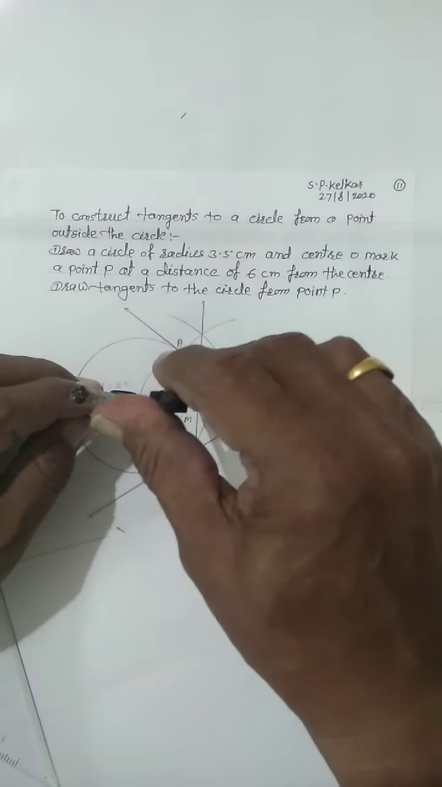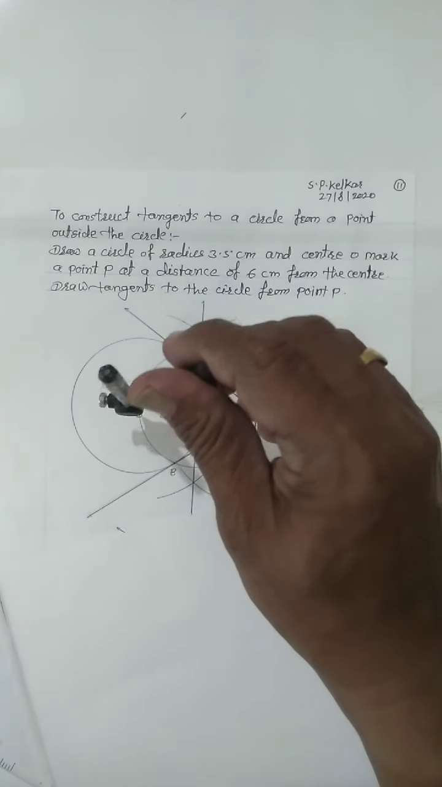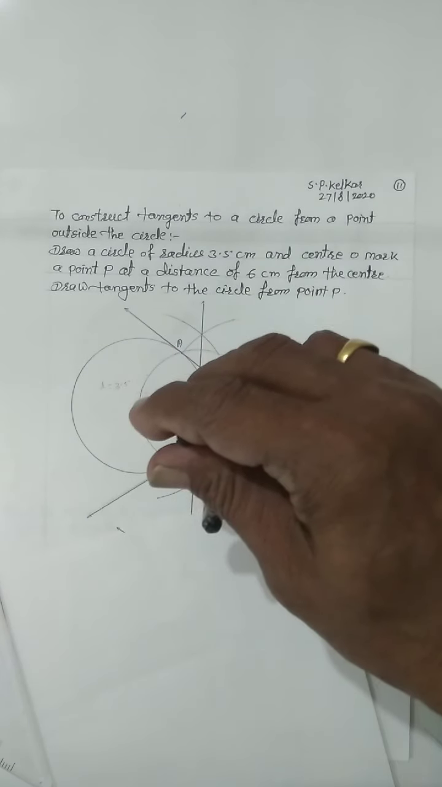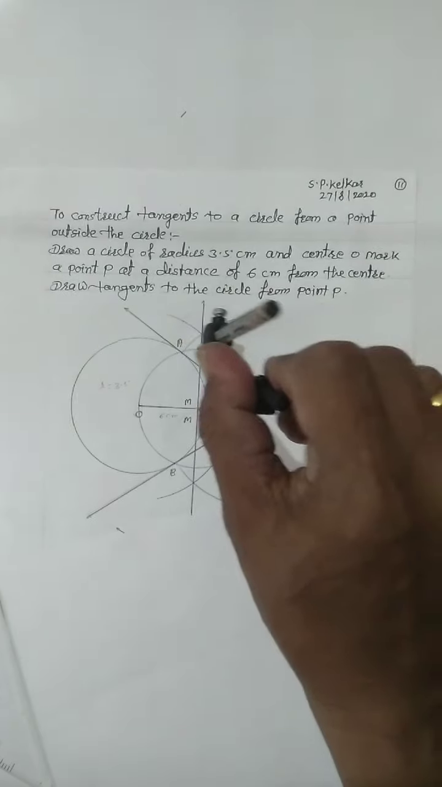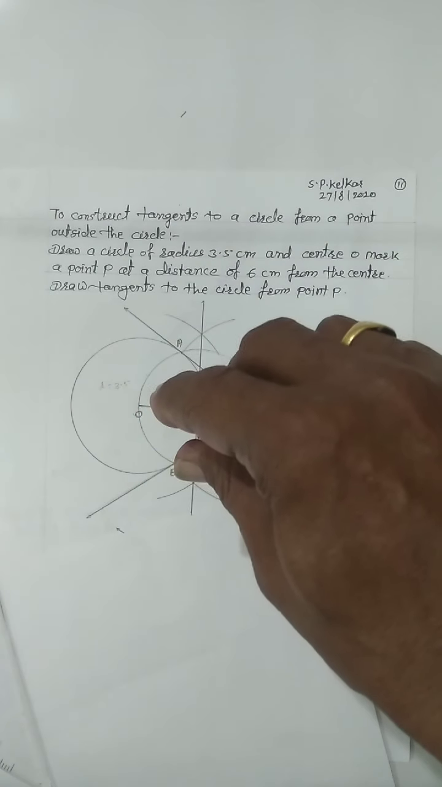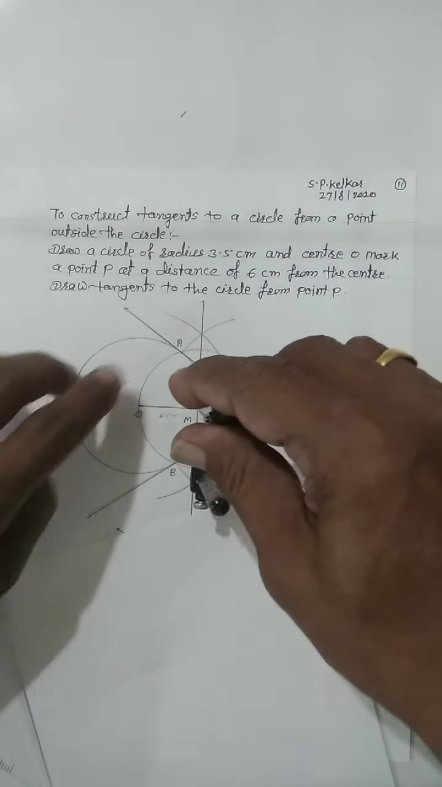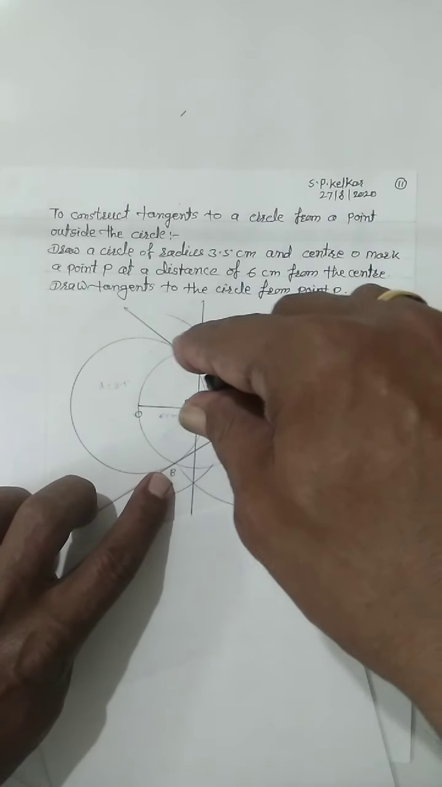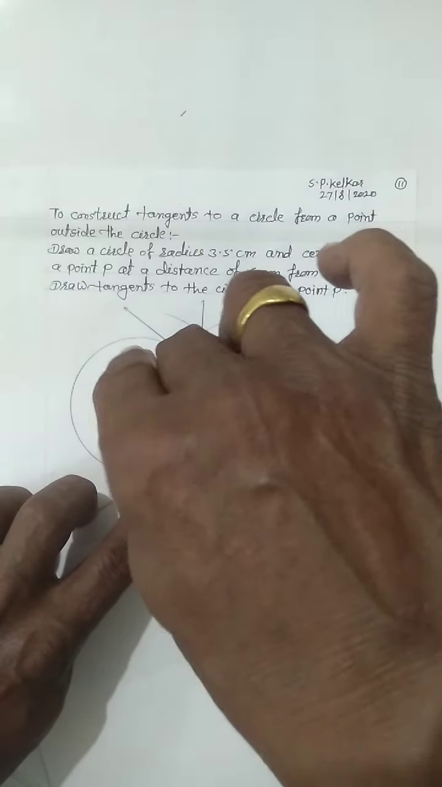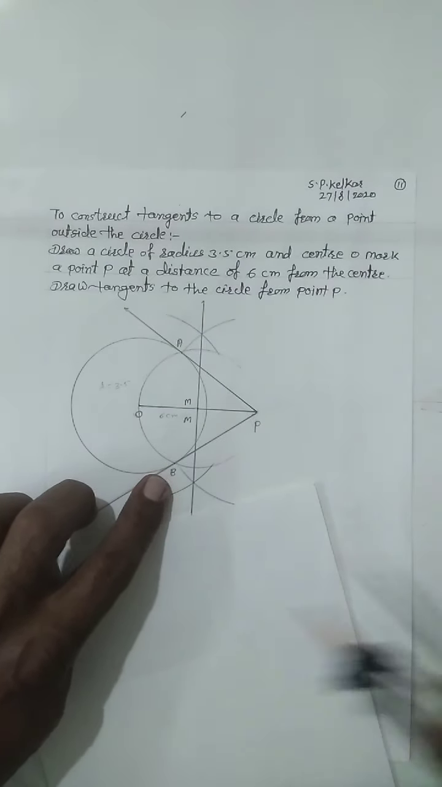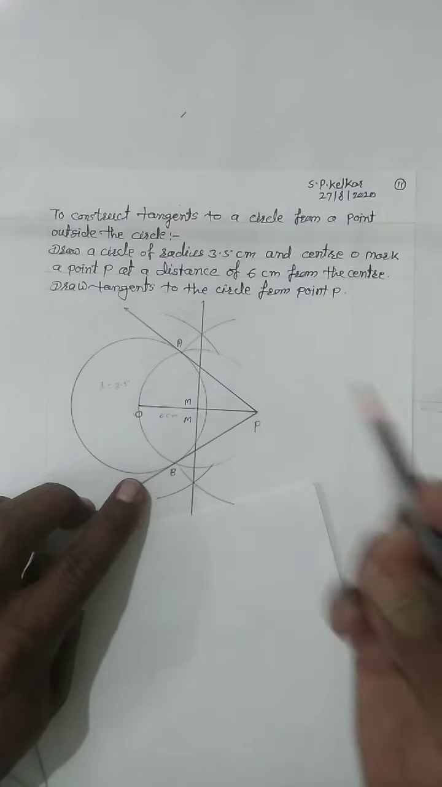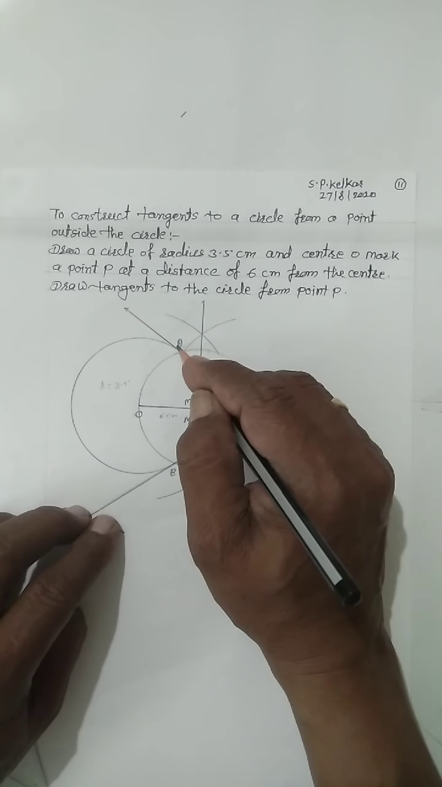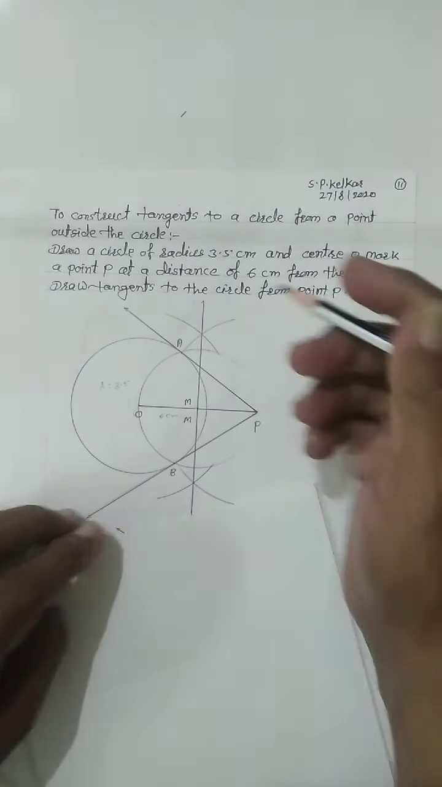In this way, we take a distance between two terminals of compass as OM and draw the semicircle which intersects the previous circle at 2 points. That point is A and B. We can draw this circle also complete, but we draw the semicircle. This semicircle intersects at point A and at point B.